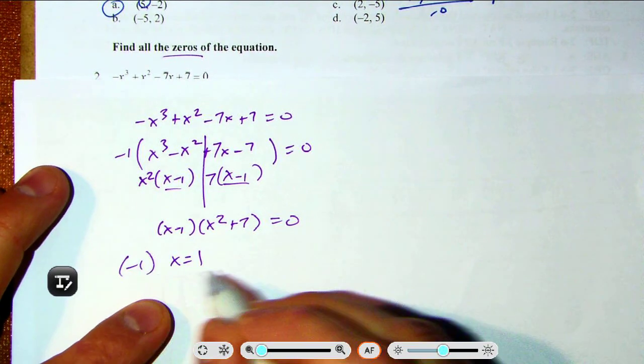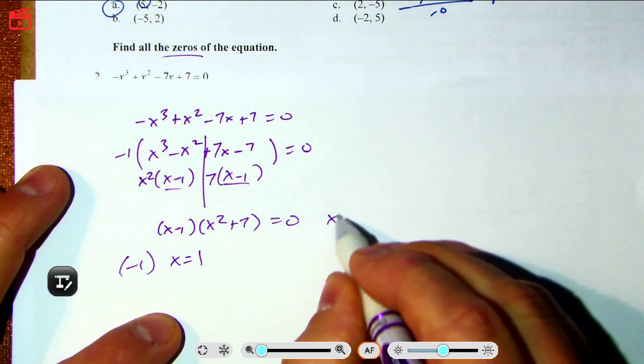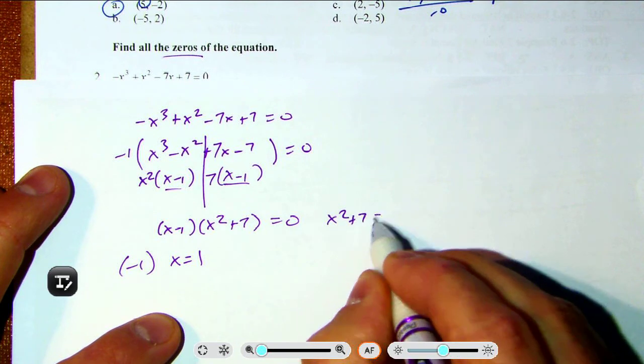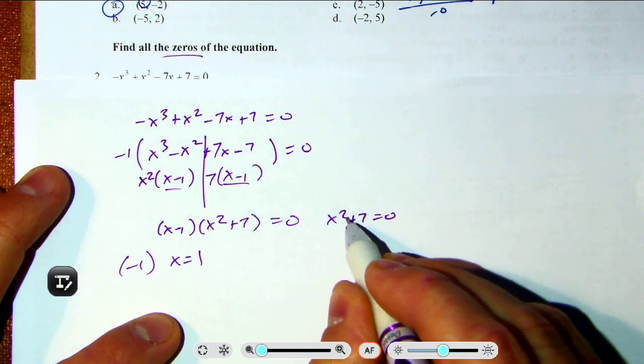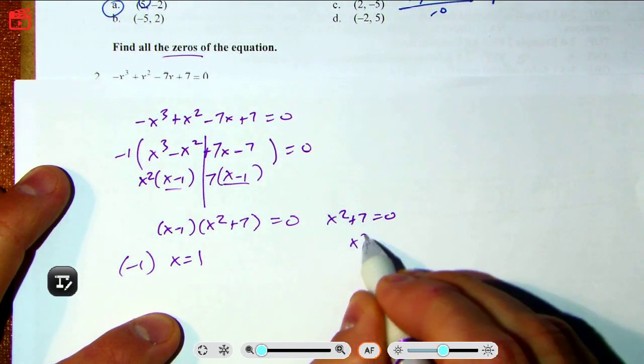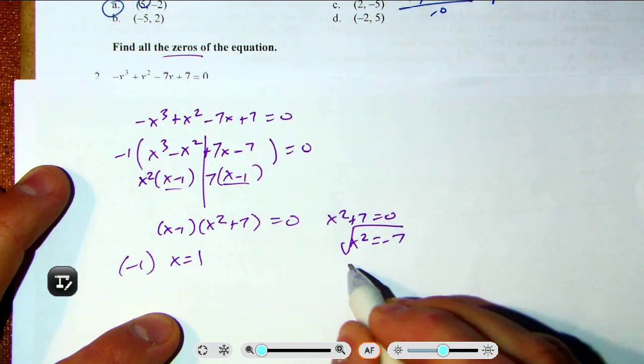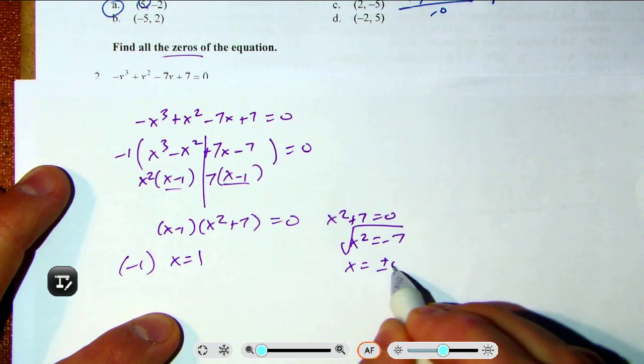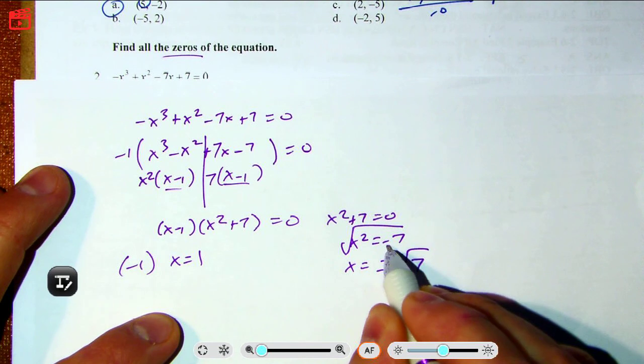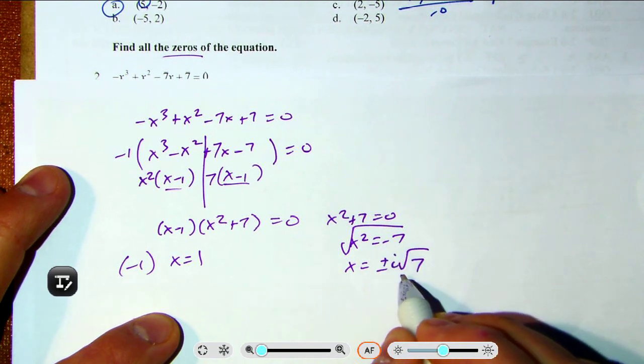Remember, we got that -1 out here to take care of later. And we have x squared plus 7. Set that equal to 0 individually, and when you bring the 7 over and take the square root, that's going to give you plus or minus i rad 7. Remember, the negative under the radical becomes imaginary number i.